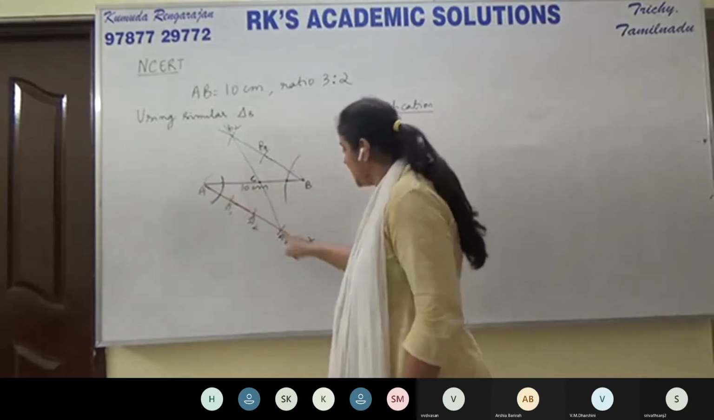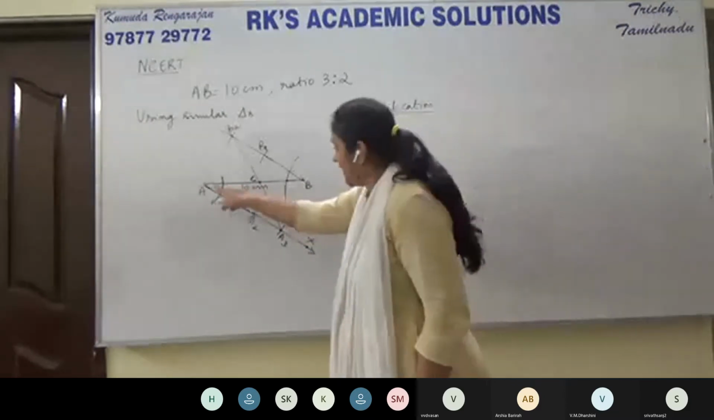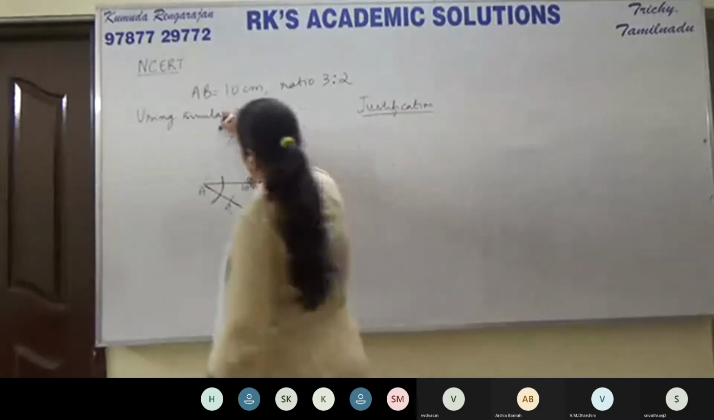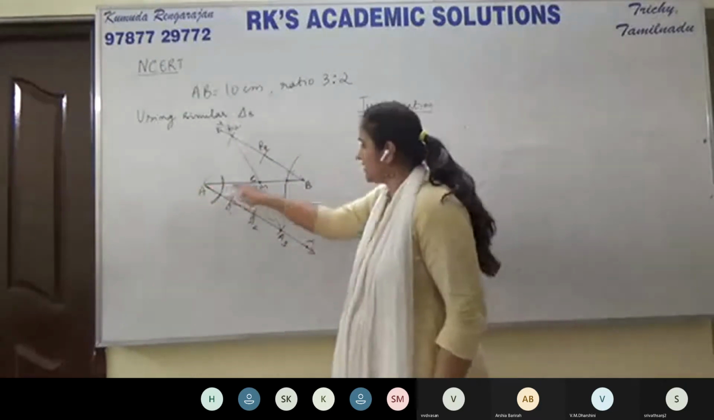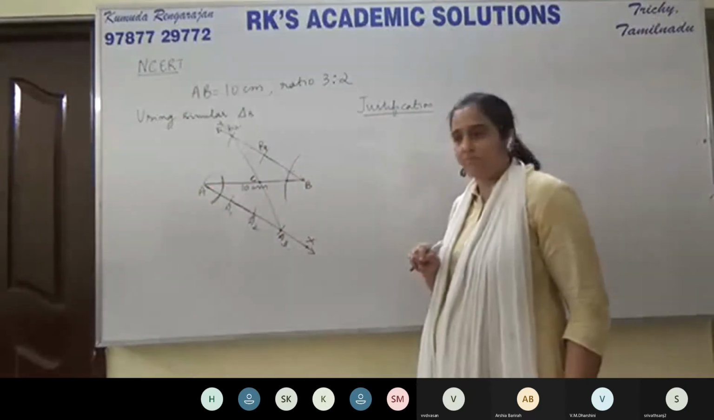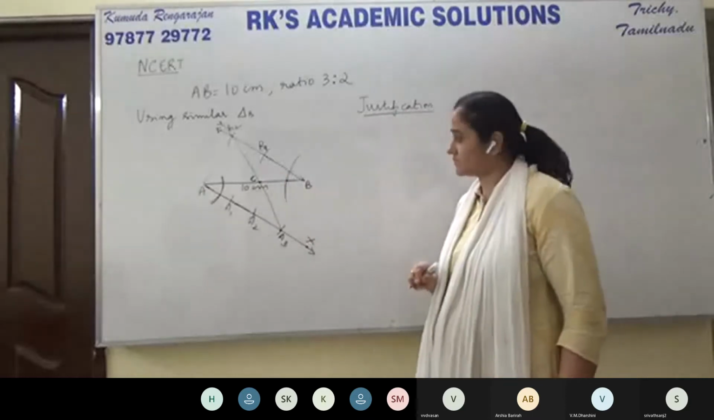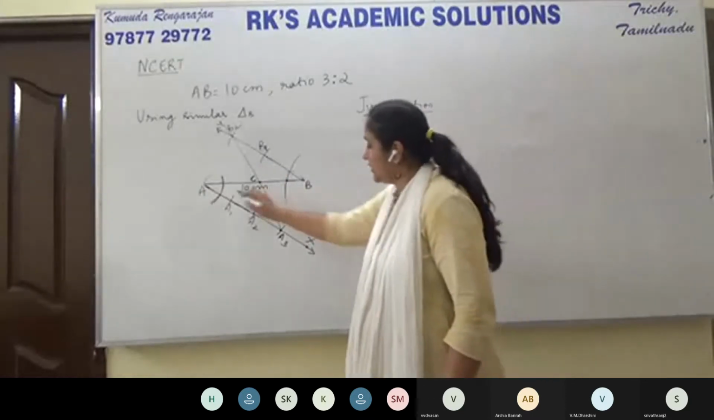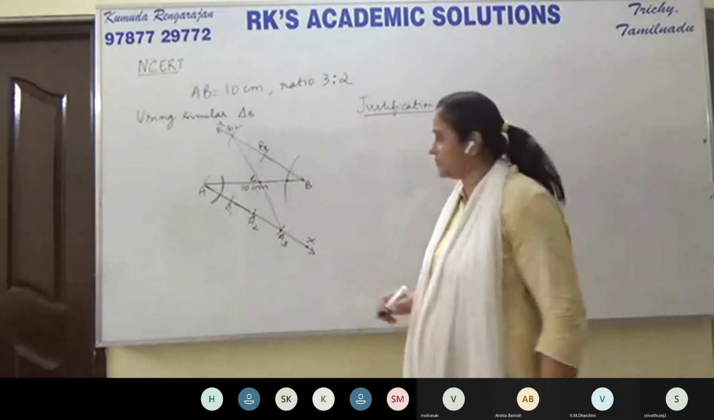That is, angle BAX is equal to angle ABY. By construction, we constructed the same angle here. Vertically opposite angles are equal. And then we constructed the same angle here. By AA similarity, the two triangles are similar.